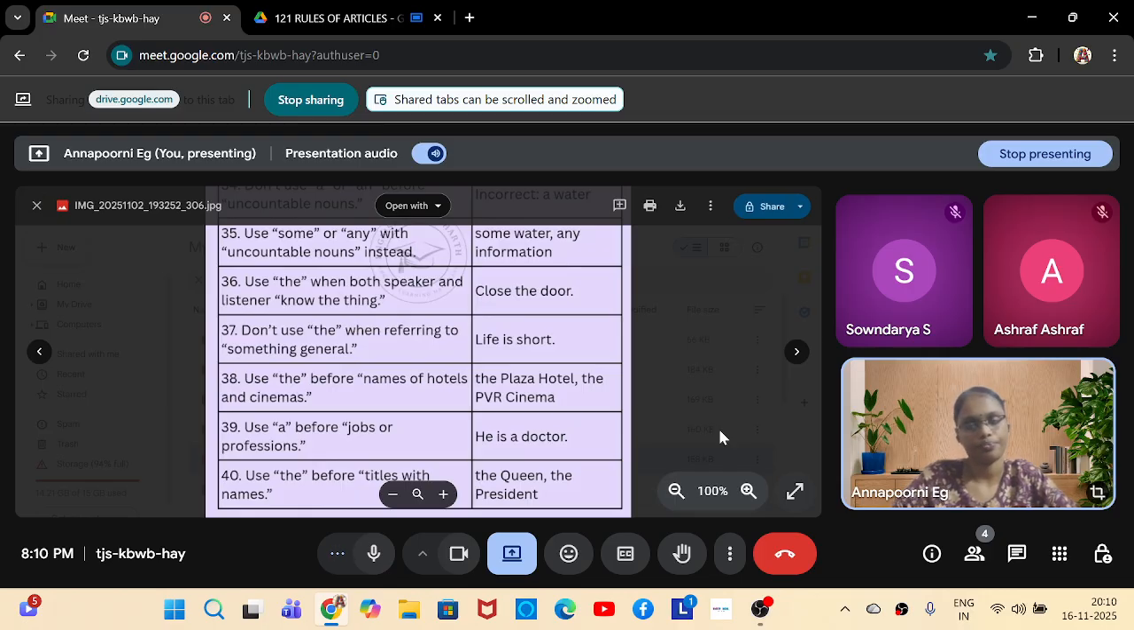Close the door. Similarly, you can say open the windows, please. It means it's very specific about which window or windows you are speaking about. Alright. So this is how the difference has to be understood. We'll continue. Don't use the when referring to something general. If you want to speak about something general, don't use the. For example, life is a general topic. It's a generalized concept.